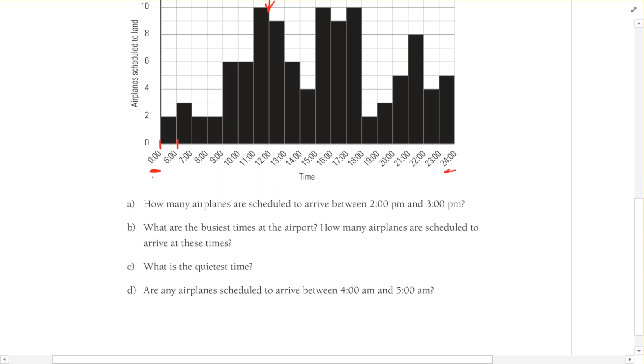Not too bad. It says, how many planes are scheduled to arrive between 2 p.m. and 3 p.m.? First, we need to be able to read a 24-hour clock to even know what that is. If you need a refresher, 12 p.m. would be noon, right? 13 would be 1, 14 would be 2, 15 would be 3, 16 would be 4. You can see that every time we're subtracting 12 from those. So 13 is 1 o'clock, 14 was 2, 15 was 3, 16 was 4, 17 was 5. We're just subtracting 12 from each one.